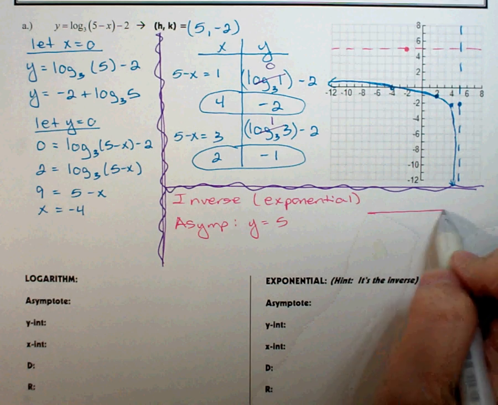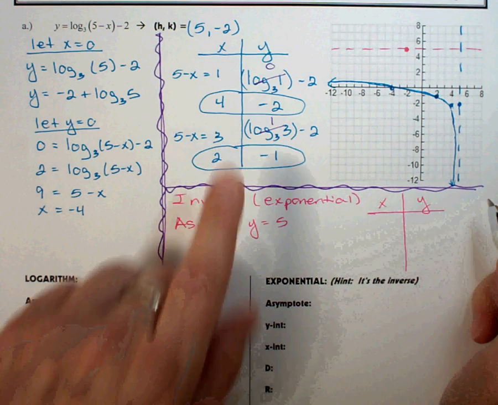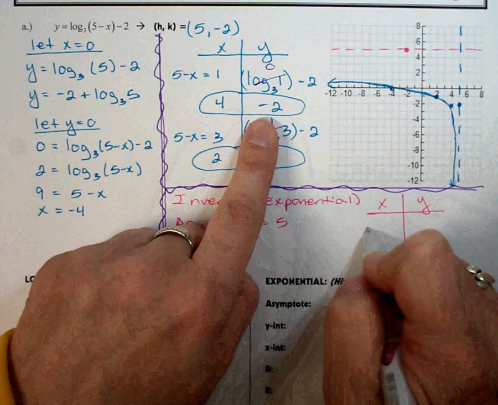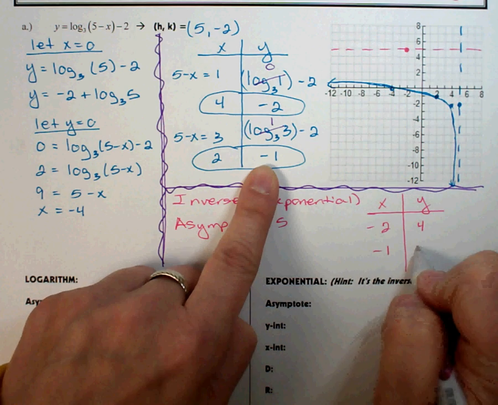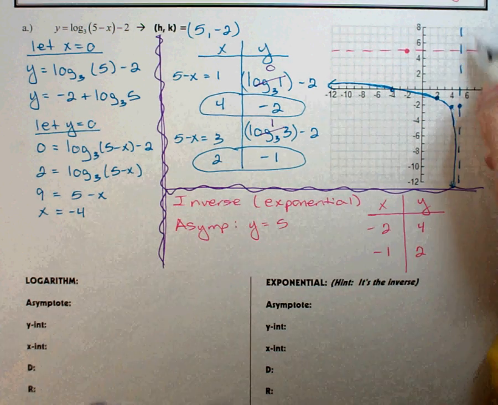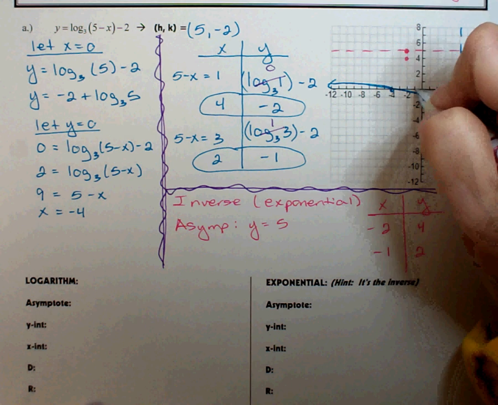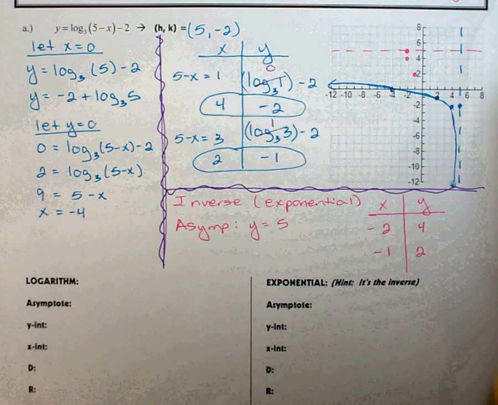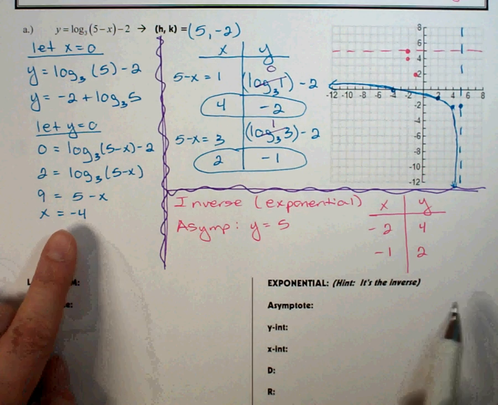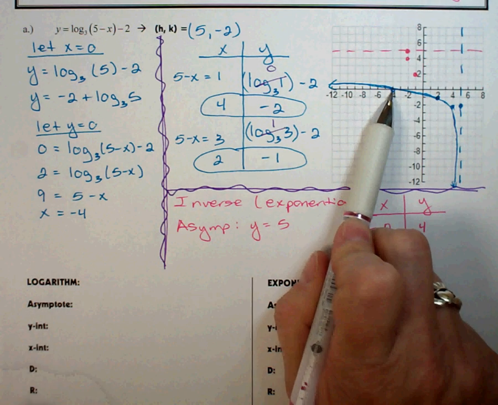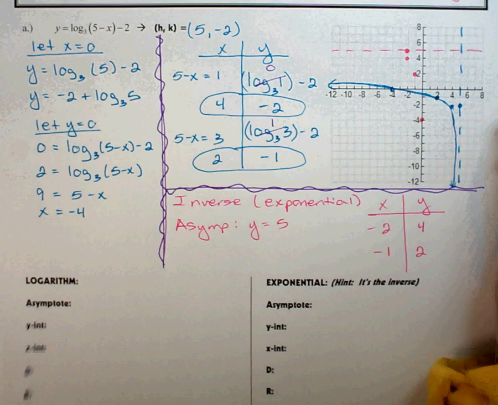I can take my t chart that I did from up above, and I can go ahead and just reverse that. So instead of 4, -2, I have -2, 4. Instead of 2, -1, I have -1, 2. These are the new points I'll plot. So I have -2, up 4. I have -1, up 2. And again, if I wanted to reverse this other point, my x-intercept, it will become my y-intercept. So I could plot that one as well.